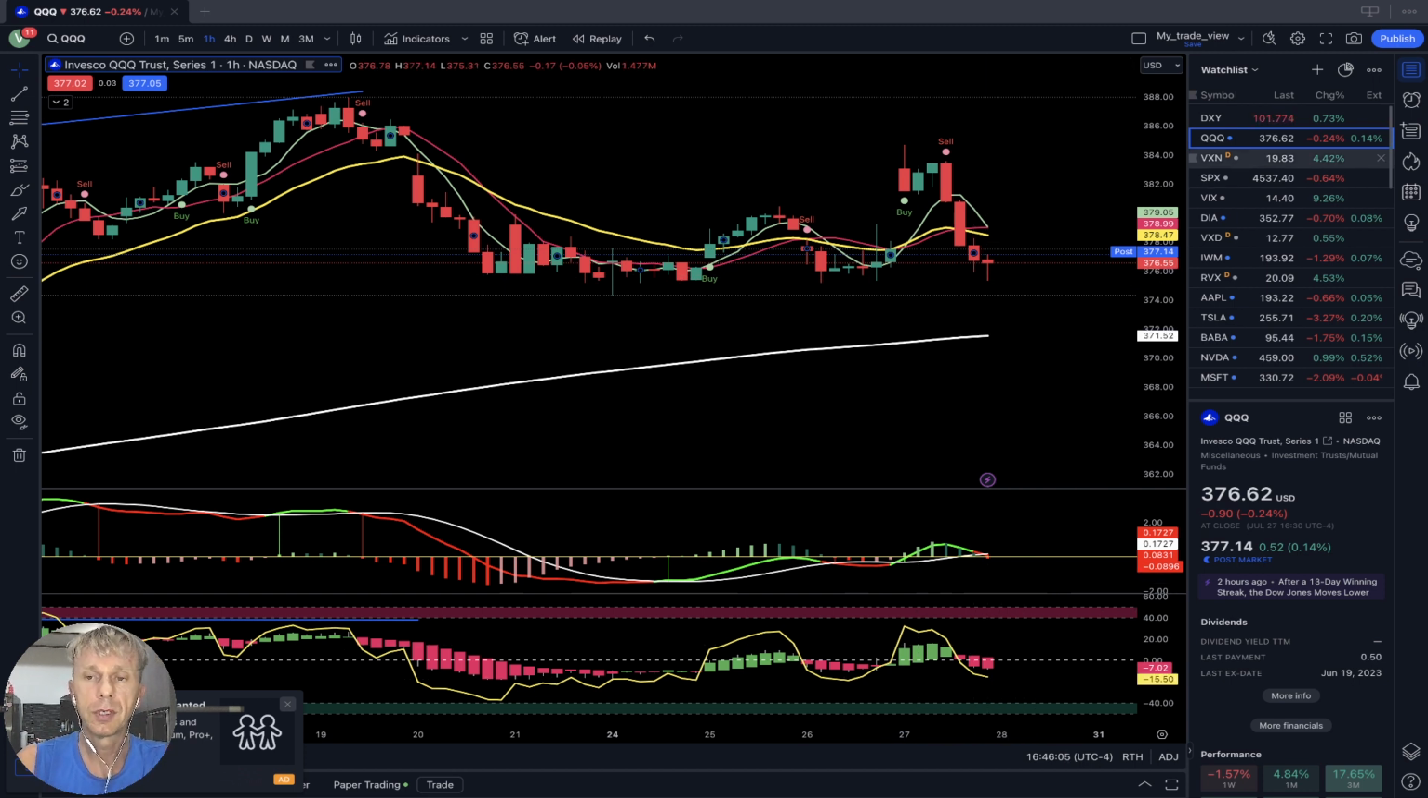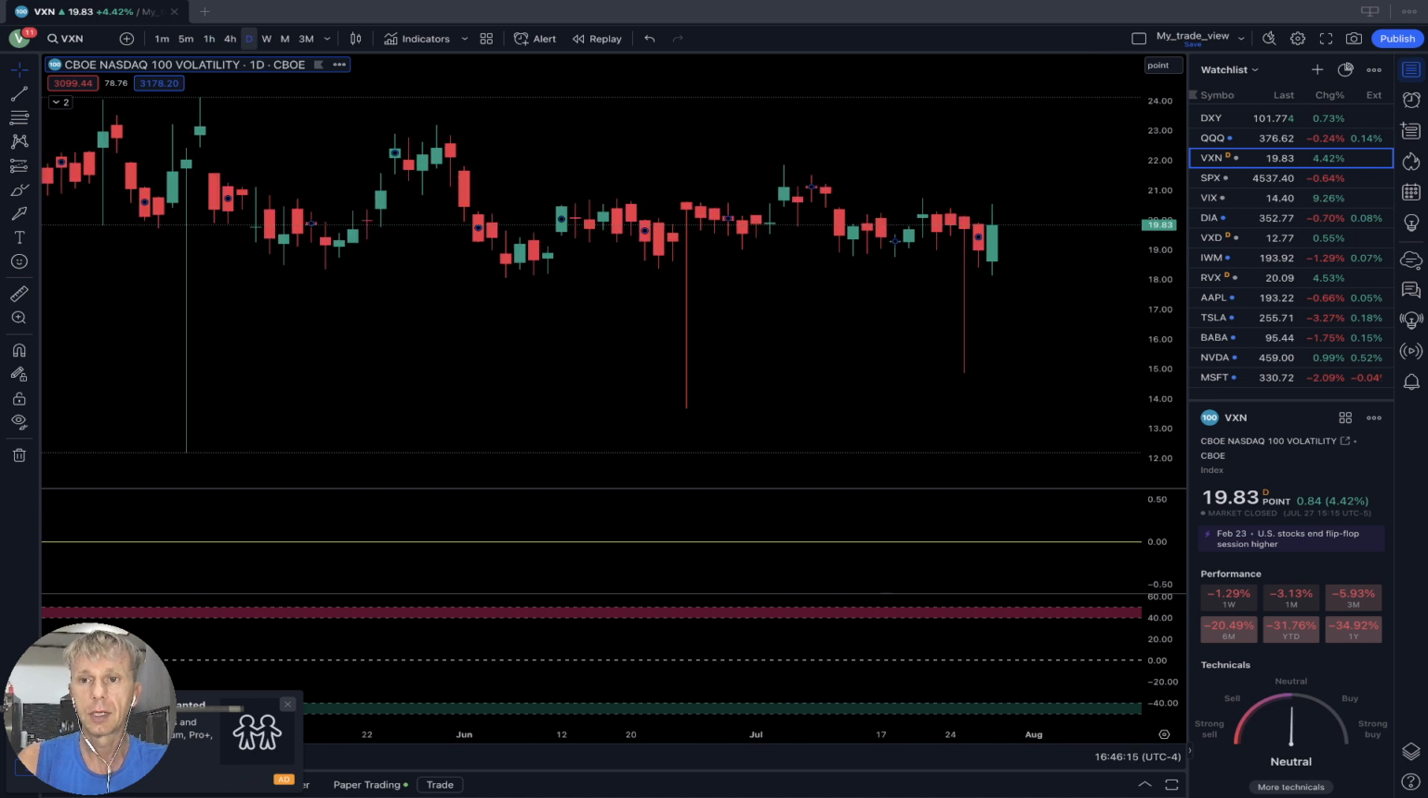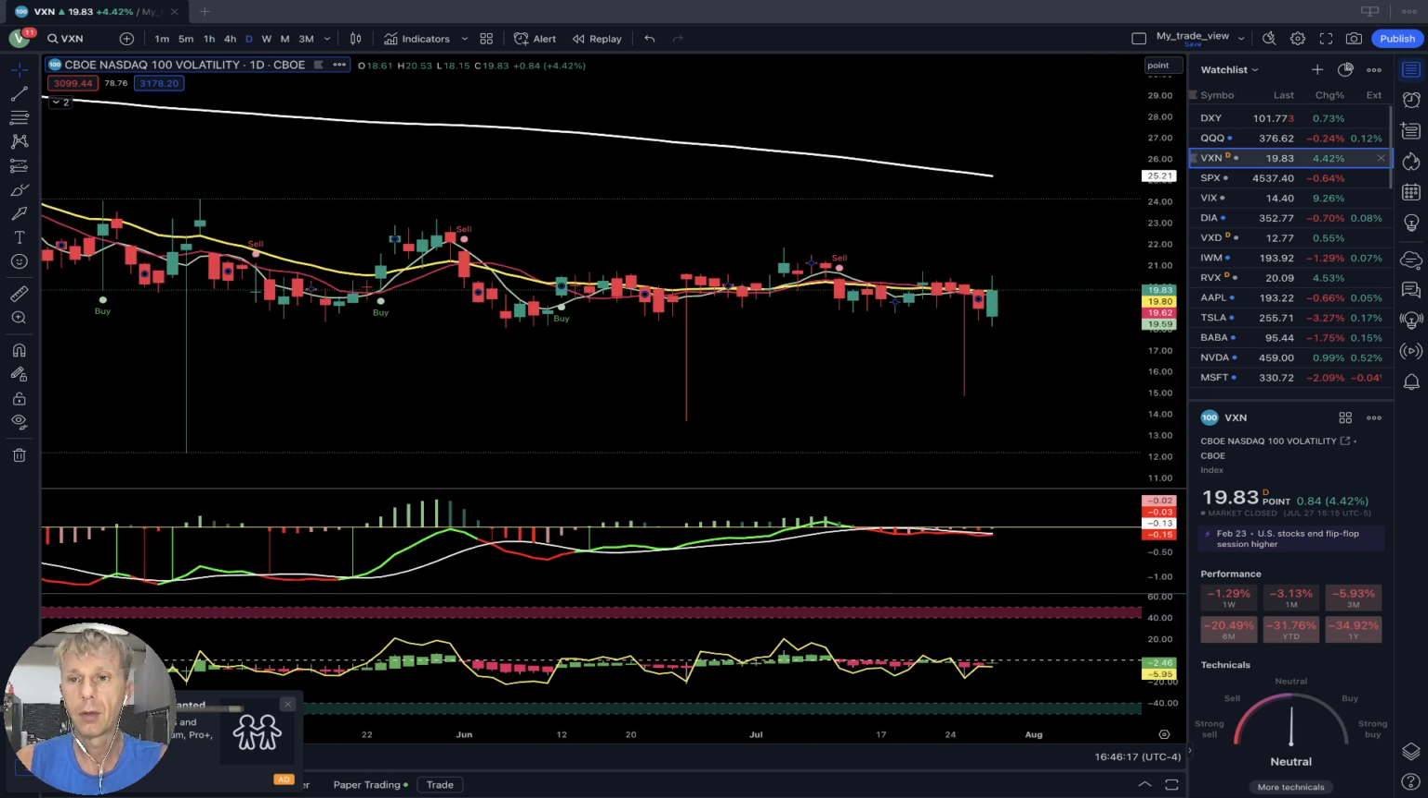Even today, you see the VXN volatility index moved into positive territory. It did plus 4.5%. Looks like some fear. Now there's some fear in the market finally, because we didn't see fear before. Some fear in the market, plus 4.5%.